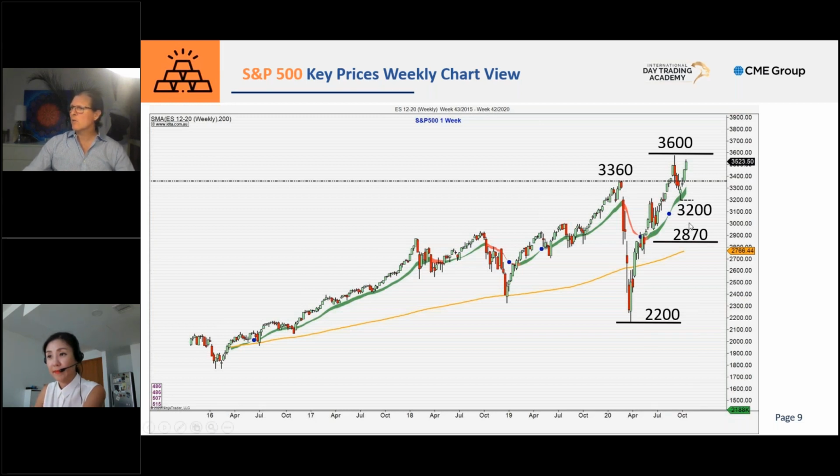But the first level I want you to look at is the 3,600 level. Now this is going to be an interesting level because it looks like the market is in a very bullish mood right now. We can see that the market is stair-stepping, the bulls are back in town, and it looks like we're going to be retesting these highs up around 3,600.